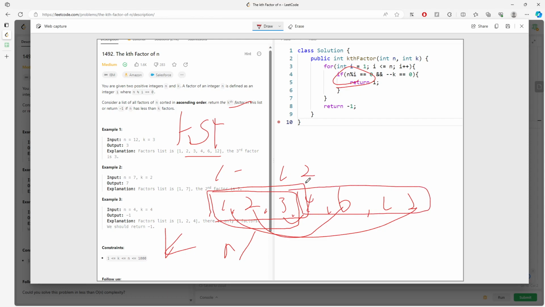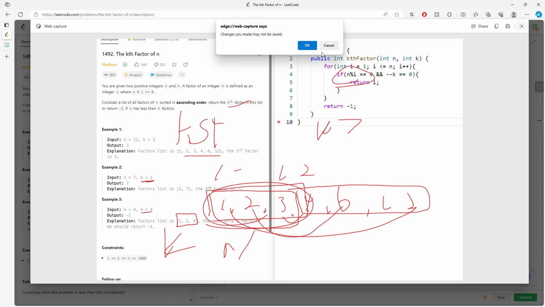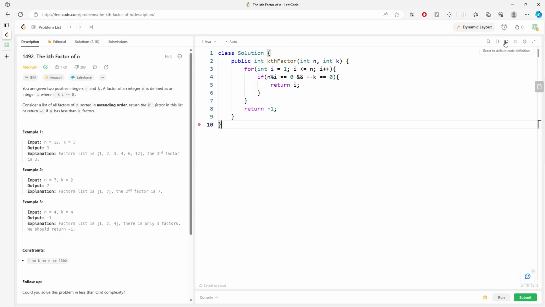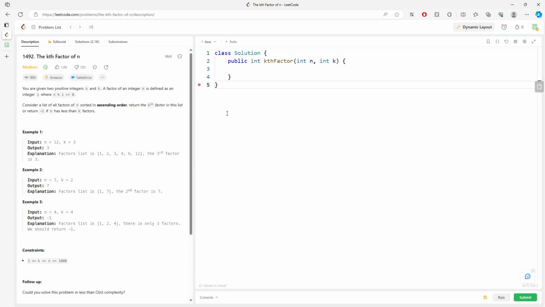Based on this idea, we also need to consider k as well, because if k is greater than the size of the list, then it's definitely not valid. Imagine k equal to 4, but your list is only 3 elements, so you will return -1. Alright, let me start coding for the second one. The second solution is this one.